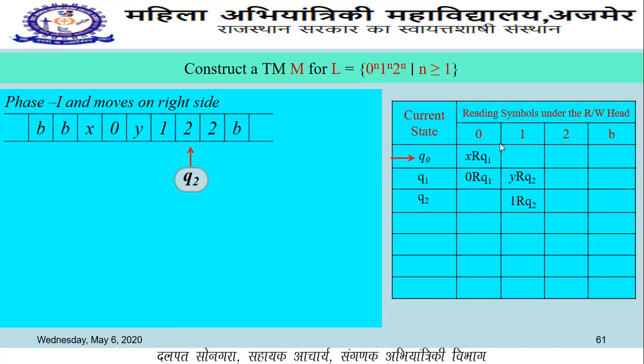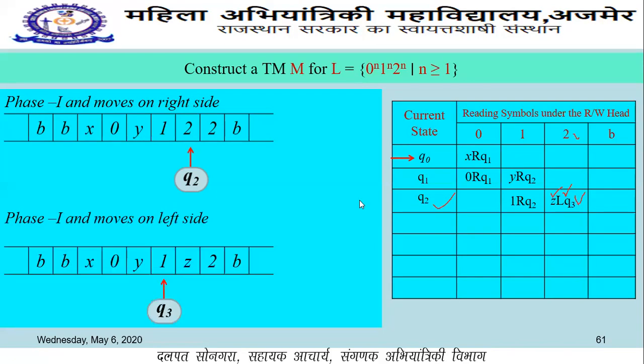So for that, first we have to write a transition function. We write a transition function like this: whenever we are at state q2 and we are reading 2, we replace this 2 by z. This is a tape symbol, and we take the left turn, and this time we change the state to q3. When we apply this transition function, we get this instantaneous description.